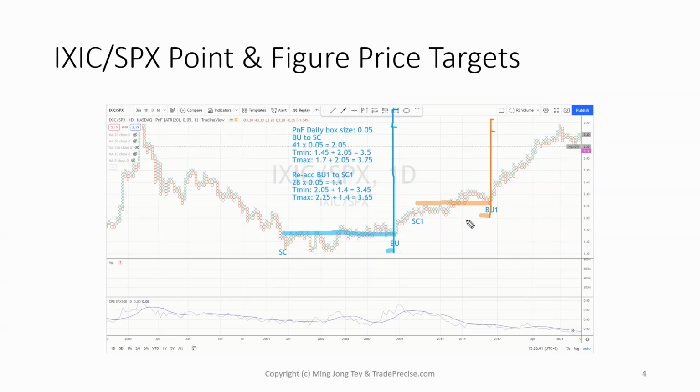The second thing is I use this reaccumulation structure. There's an original type of accumulation. This is called a stepping stone reaccumulation structure, and I use it to do the calculation as well. From the reaccumulation structure, I got a target somewhere around 3.45 to 3.65, which is somewhere around here. This is also a zone or area. So it actually just matched the first accumulation target.